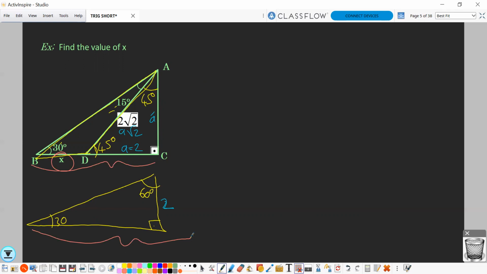If the opposite of 30 is 2, the opposite of 60 should be, let's write the ratios: a, 2a, and the opposite of 60 is a square root 3. In this case, a is equal to 2, so it's 2 square root 3. So the part x in here is equal to 2 square root 3, the whole length, minus this part.